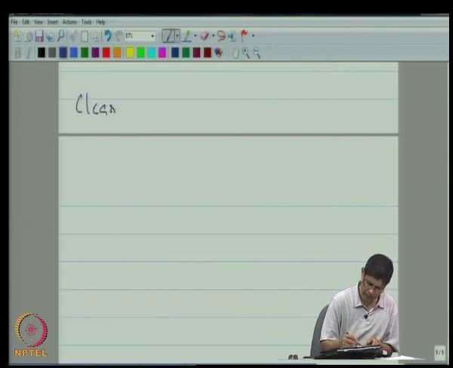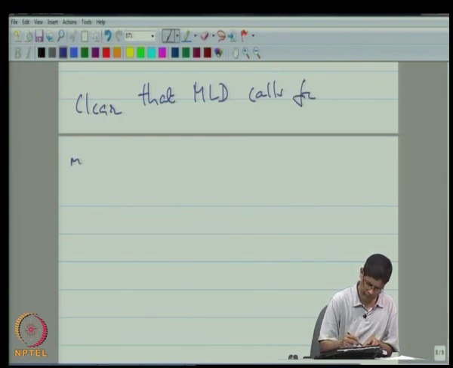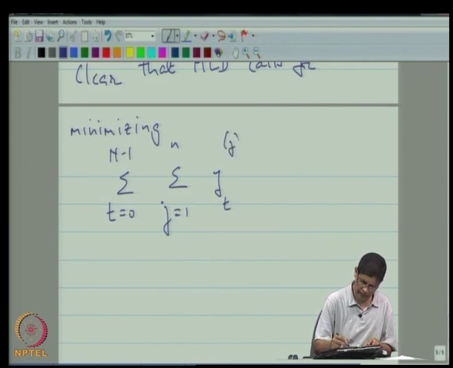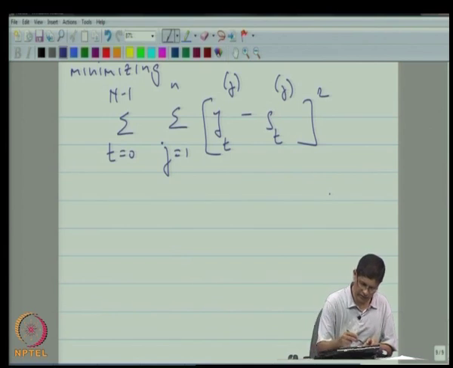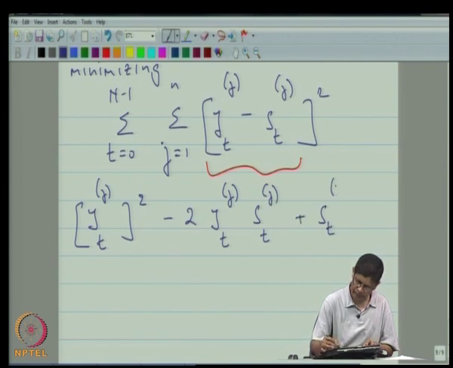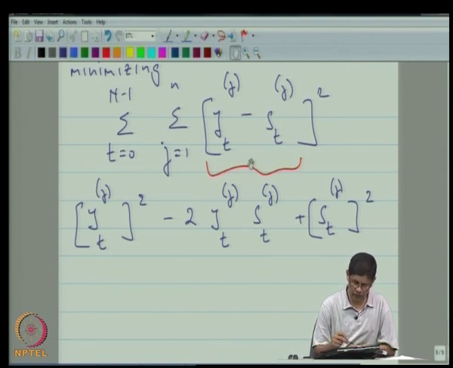So, it is clear therefore that maximum likelihood decoding calls for minimizing the quantity, the sum t is equal to 0 to n minus 1, j is equal to 1 to n, y t of j minus s t of j the whole squared. Now, this in turn can be expanded into y t j squared minus twice y t j s t j plus S t j squared.